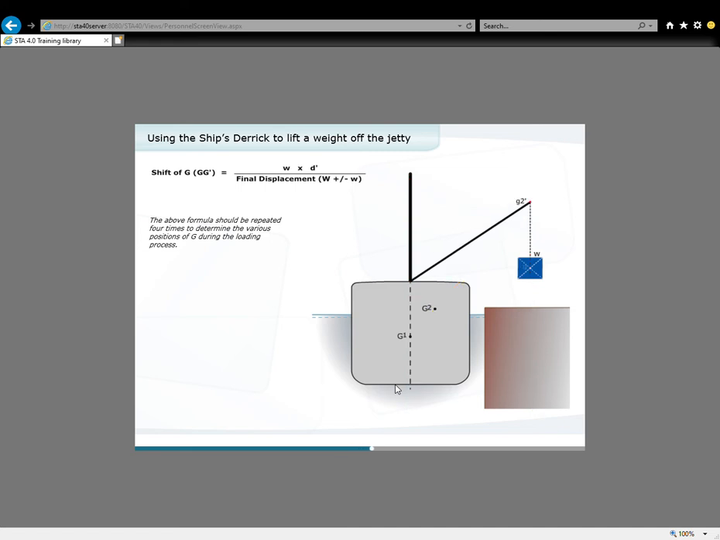Horizontal movement of G when the derrick swings the weight from quayside over to the final position of the weight on the deck, and D is the distance moved by the derrick head. Vertical movement of G when landed on the deck, where D is the vertical distance from G to the G of the weight on the deck.